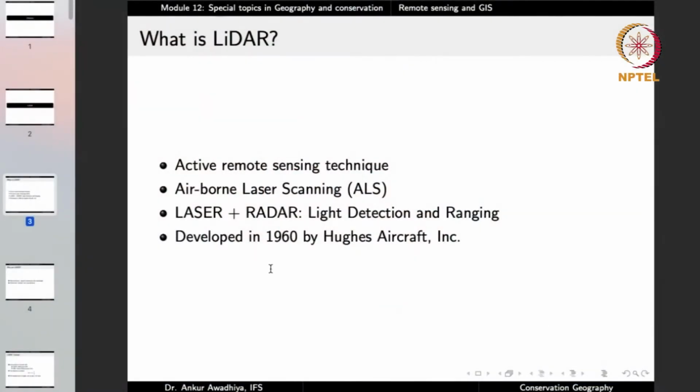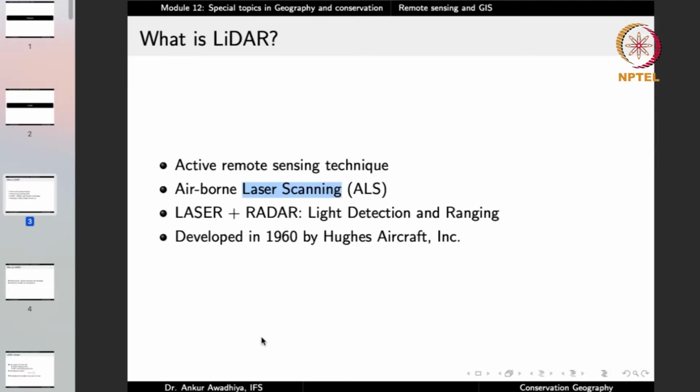Now, LIDAR is an active remote sensing technique, which means that it is remote sensing, sensing from a distance, but utilizing energy to generate those light beams that are going to go to the object, interact with the object, and bring back data from the object. It is a method of airborne laser scanning or ALS. So it is airborne. We typically use it attached to an aircraft, and it is a method of laser scanning.